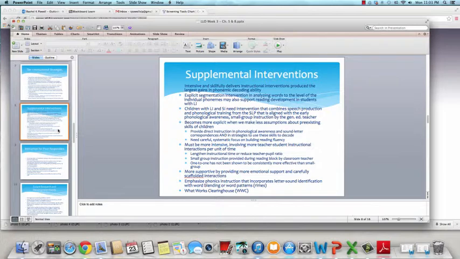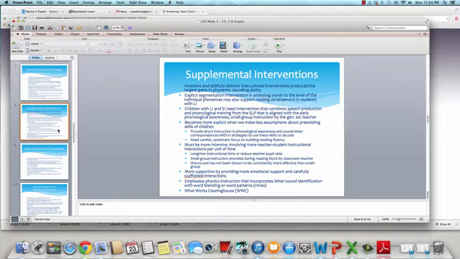They need careful, systematic focus on building reading fluency, and lots and lots of reading fluency practice. It must be more intensive, which involves more teacher-student instructional interactions per unit of time. So you can do this in two ways. You can lengthen instructional time or reduce the teacher-pupil ratio. And usually teacher-pupil ratio reduction is the most logistically possible one that you can do. So small group instruction provided during the reading block by the classroom teacher is usually sufficient to provide this extra instruction. So beyond the whole class instruction, you have a small group for your tier 2 or your tier 3 kids, or your more strategic supported kids.